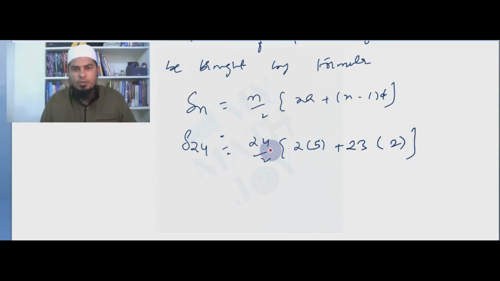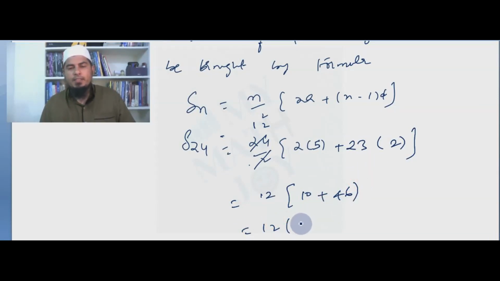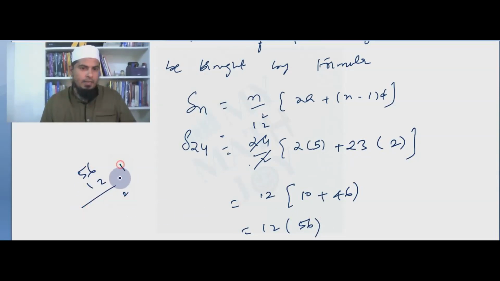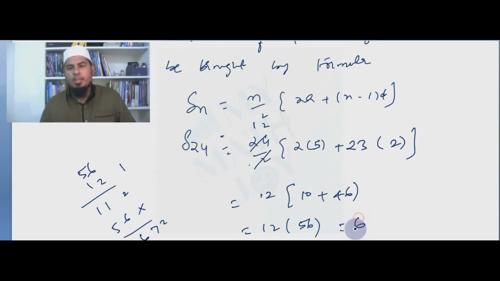Yes. So you can cancel this only. We should not cancel any 2 with any inside number. Only this 24 by 2 gives 12. 2 times 5 is 10. 23 times 2 is exactly 46. If you add them, you'll get 46 plus 10 is 56. And 56 multiplied by 12, you need to do this multiplication. You got 672. So the question's answer is 672.